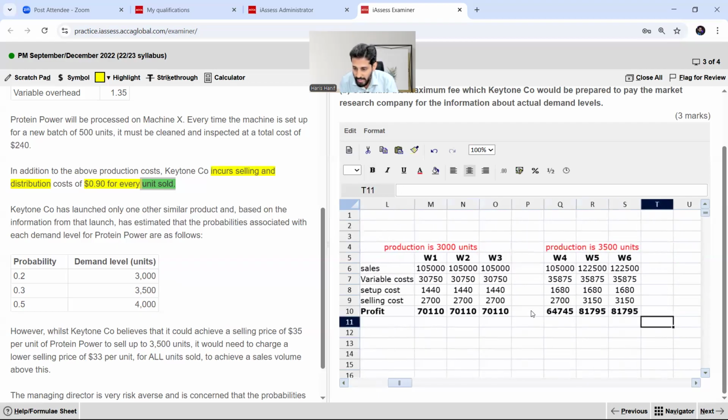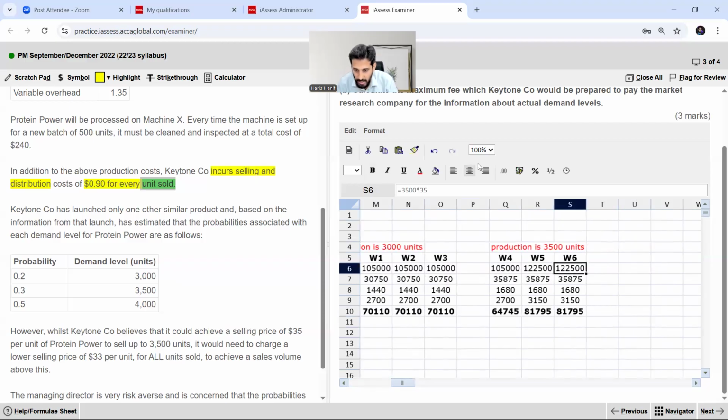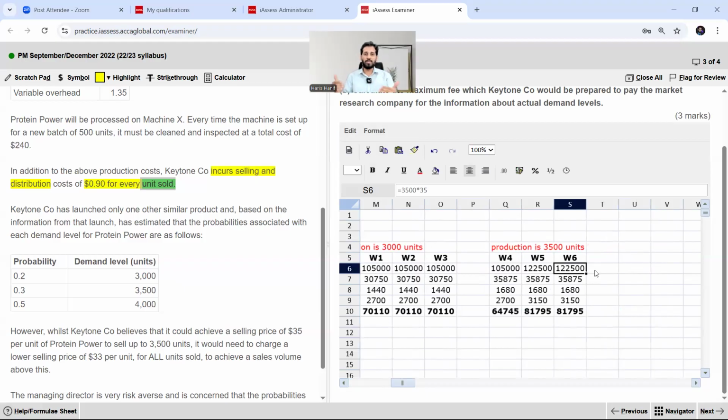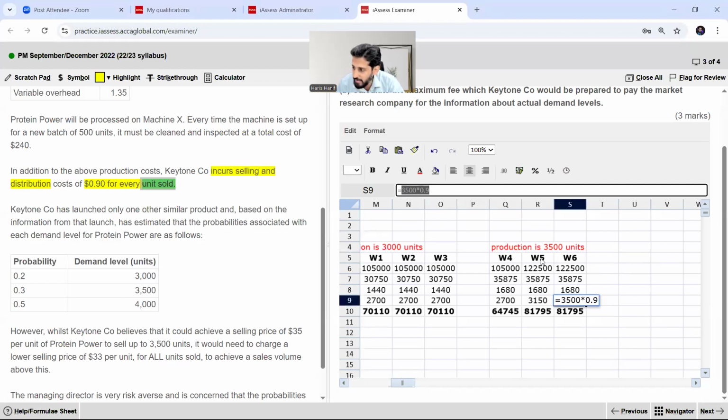Now please note and correct this thing that in working number 6, regardless of the demand of 4,000 units, I cannot sell more than 3,500 units. So that's a very simple point. All right, students. So I am assuming that you people have made the correction in this and in this cell as well, because we have sold 3,500 units.